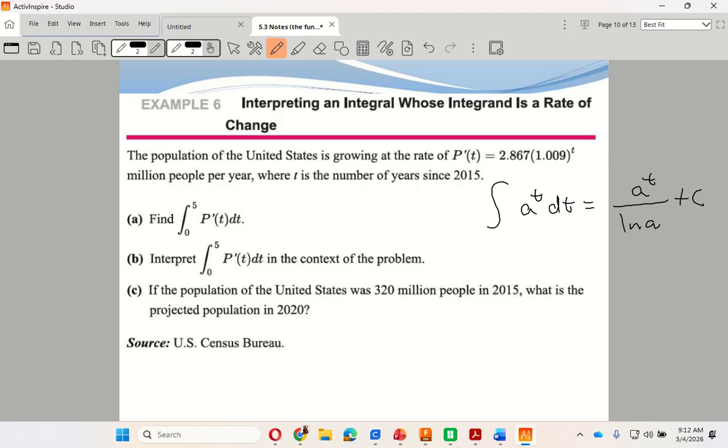So that can go in front of this integrand here. So I'm going to rewrite. So it's going to be 2.867, and that is going to be from 0 to 5. Is that what that said? I hope so.